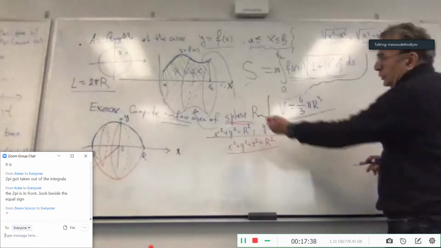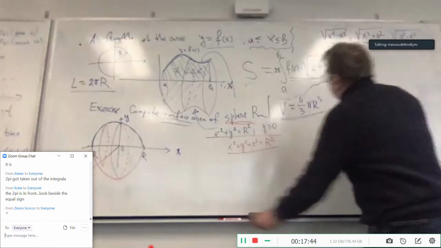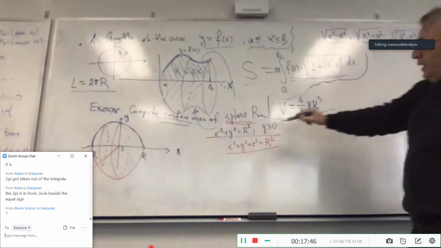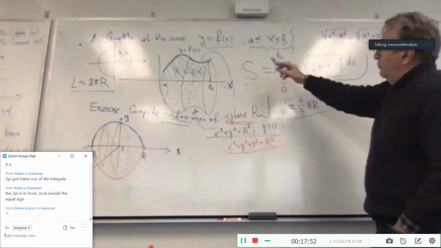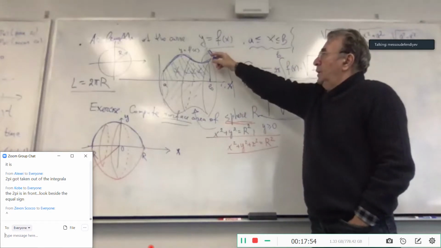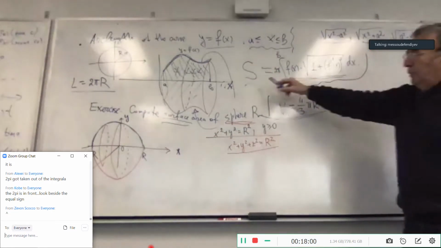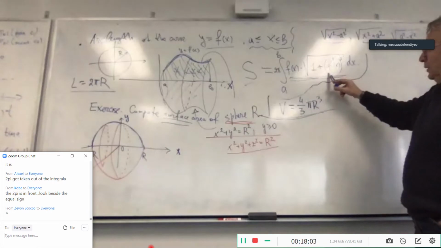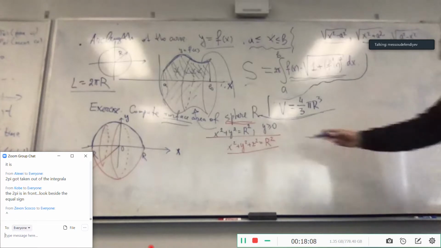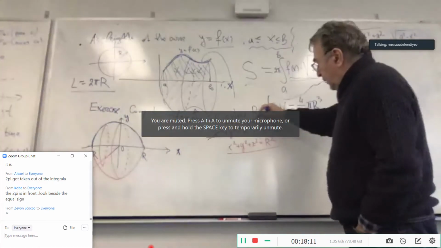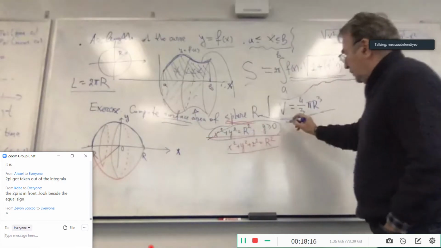Now I would like to compute the surface area. In order to compute it, I have to apply this formula, and in order to apply it, I have to write this equation in the form y equals f of x. Because if the curve is given in the form y equals f of x, then I will take f of x, compute this, multiply by 2 pi, and then it's done. Now let's deal with our curve, and from this equation it follows.